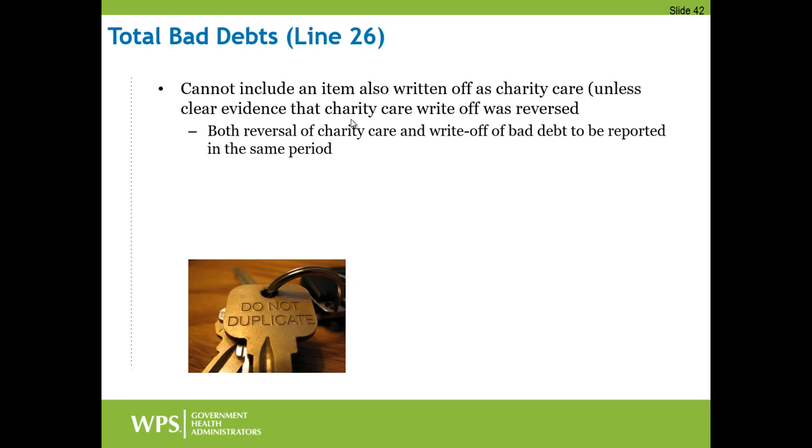So there'd have to be clear evidence as to what happened and why it happened that way, but they both have to be reported in the same period. So you'd have to reverse the charity care this year and include the write-off of the bad debt this year as well before this situation could happen. We don't expect this to be very common.